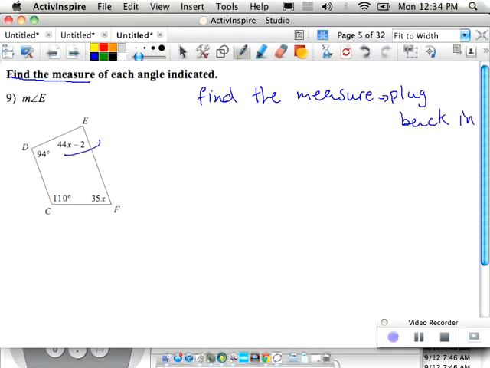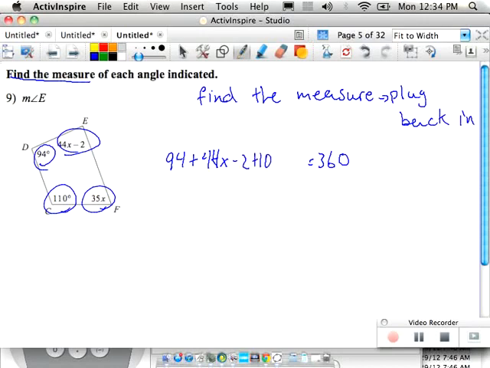That's what it's going to tell us to do. So again, I have 4 angles, 1, 2, 3, 4, and I know that they're going to equal 360 when I add them all together. So let's start with that. 94 plus 44x minus 2 plus 110 plus 35x. Okay, we got a lot of stuff simplifying here.